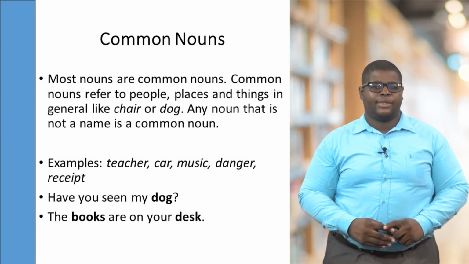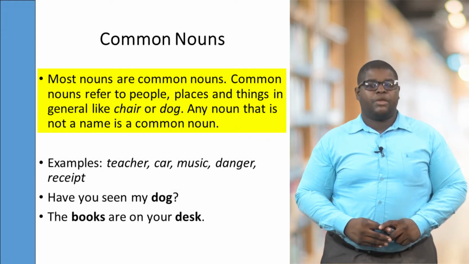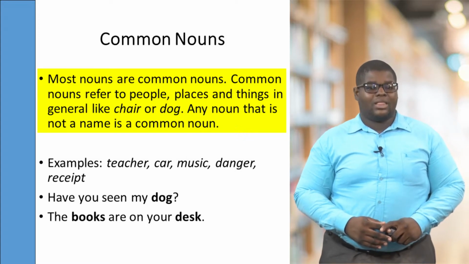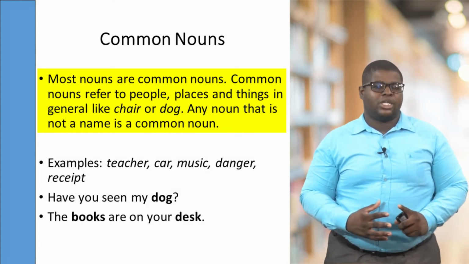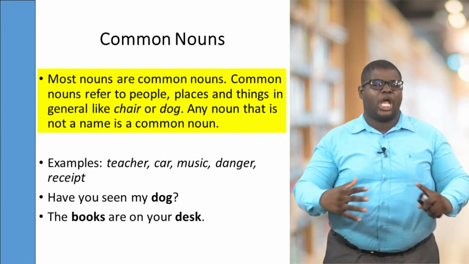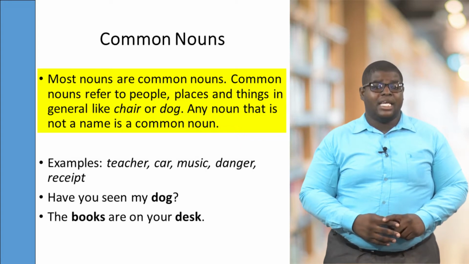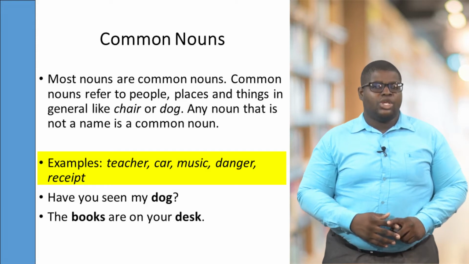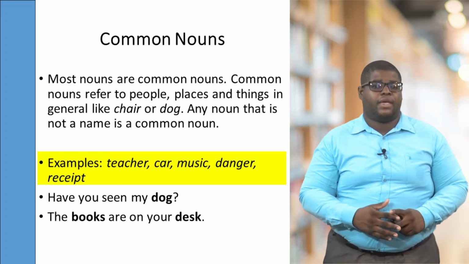Now let's look at common nouns. Most nouns are common nouns. Common nouns refer to people, places, and things in general, like chair or dog. Any noun that is not a name is a common noun. So what you find, boys and girls, is that common nouns are very general. They are non-specific. For example, we have teacher, car, music, danger, receipt. So we see that all of these words are very general, non-specific.